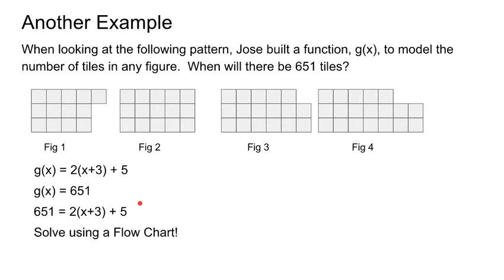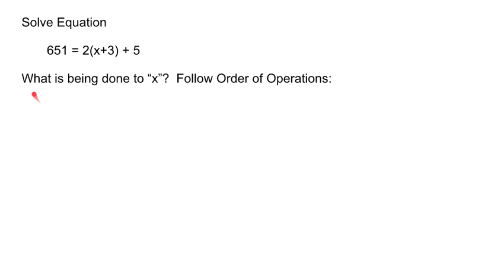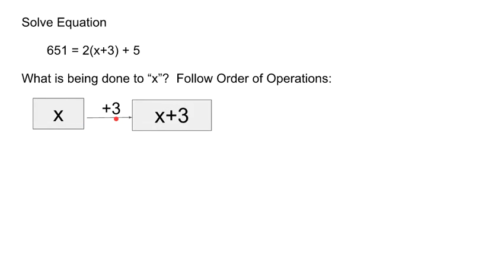We're going to solve using a flowchart. So we're trying to solve this equation, 651 equals 2 times (x plus 3) plus 5. And the question is, what is being done to x? Again, we need to follow the order of operations. Well, we have parentheses there, so we know we're going to deal with that first. So we're starting with x. In the parentheses, what's being done to x? Well, we're adding 3 to x, which got us x plus 3.